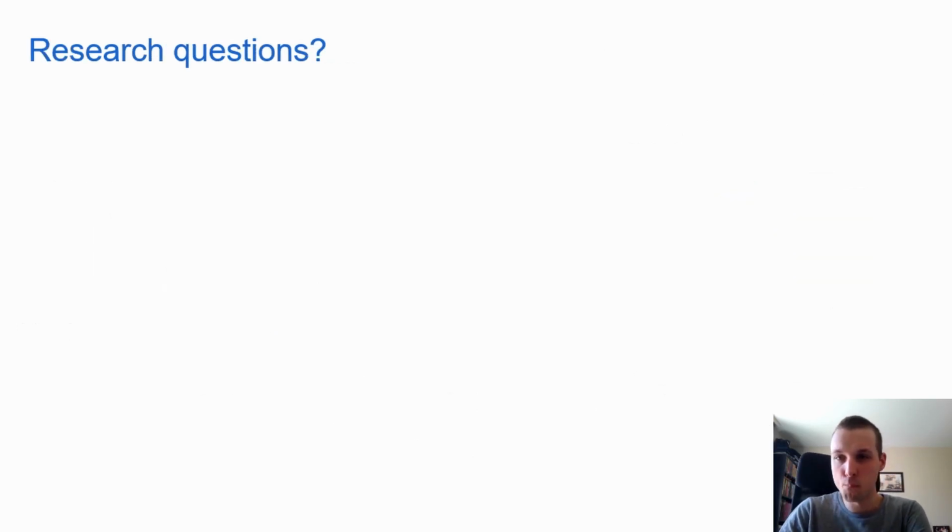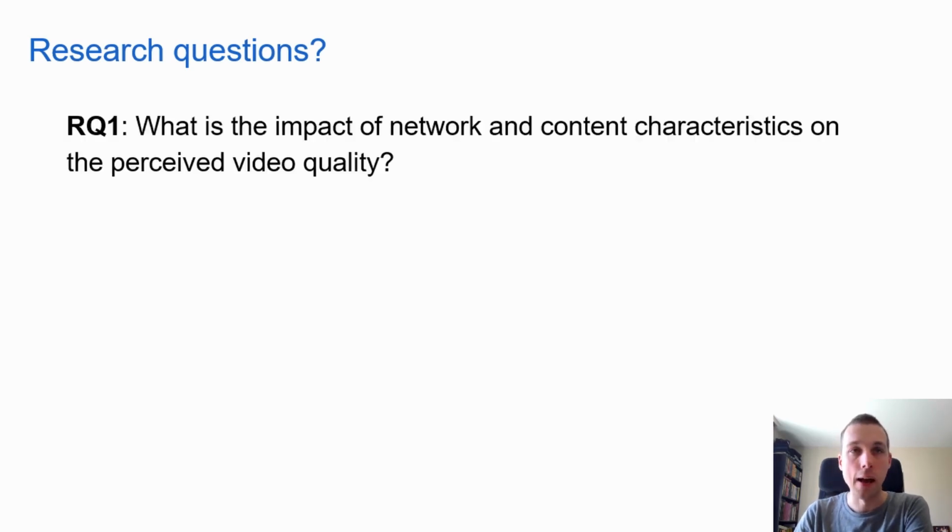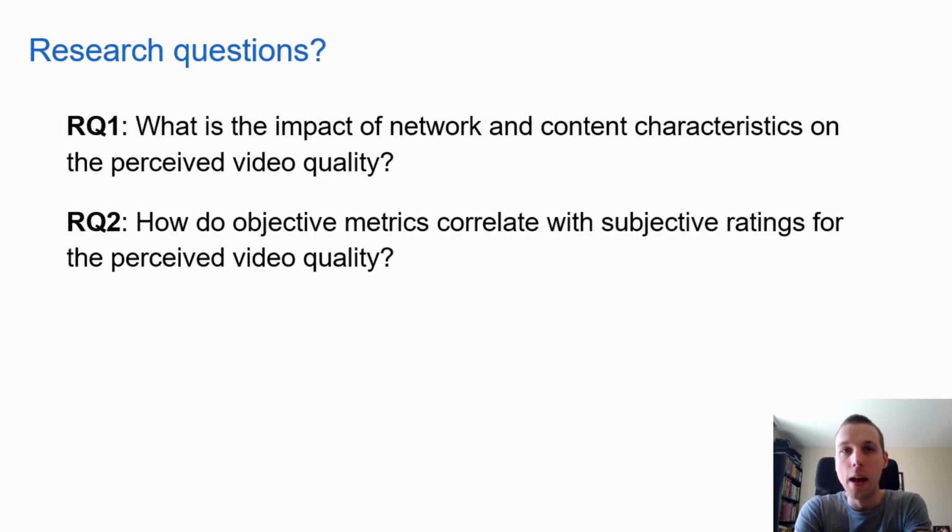In this work, we had 2 main research questions that arose when we were working on the previous paper, the previous study. First, we were wondering what the impact is of the network and content characteristics on the perceived video quality. How does the user perceive this? Are there differences, for instance, if a user changes the field of view, so changes the focus from one object to another, are there quality discrepancies, etc. Second, how do objective metrics, image-based metrics such as PSNR or SSIM, correlate with the subjective ratings for the perceived video quality? Those are the 2 main research questions that we address in this work.